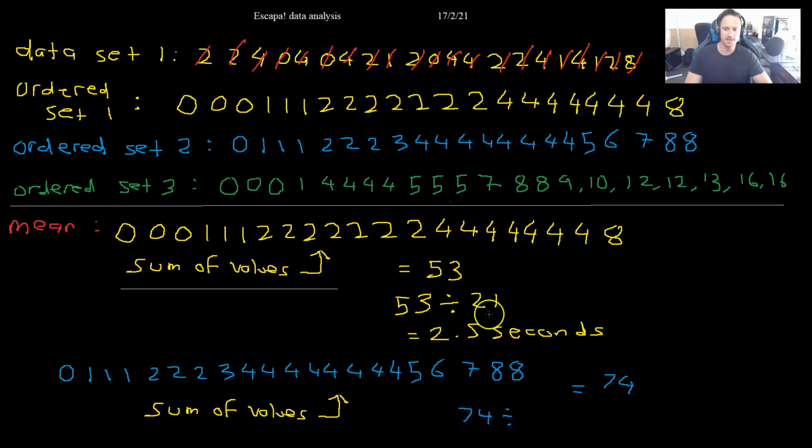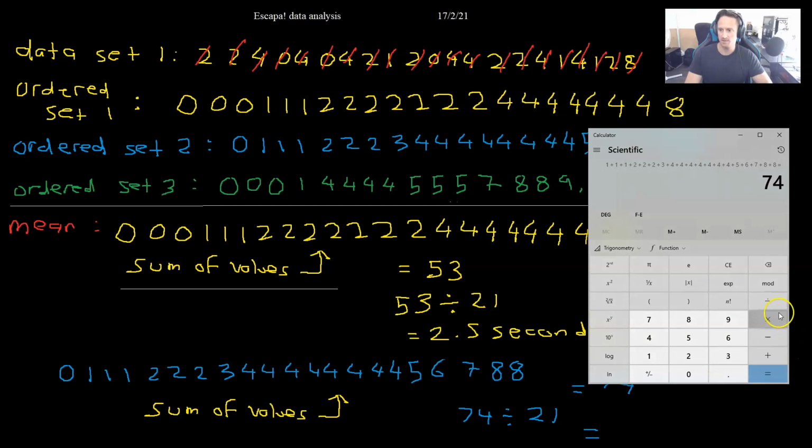And then to finish off my mean, I'm going to be doing 74 divided by the total number of values in the data set, which is 21 numbers once again, because 21 students played the game, and see what my answer is there. So divide by 21. That's going to be 3.5 seconds, and I'll again round off to 1 decimal place.